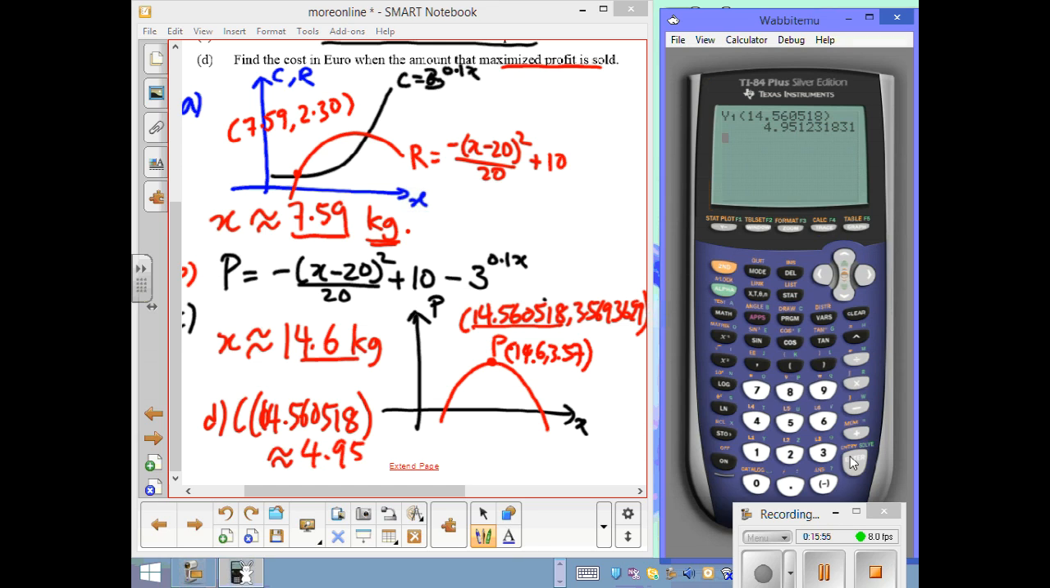4.95 to three significant figures. So that's the cost in euro. All right, that is euro 5.95, and for money usually we report the answer to two decimal places.